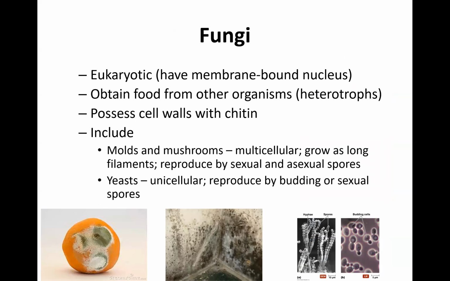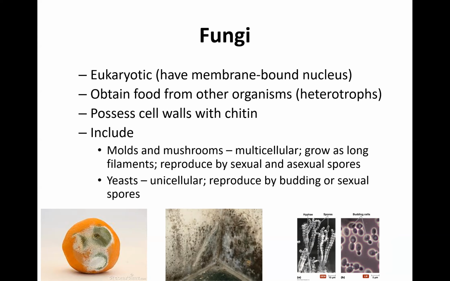Next, we're going to talk about fungi. Fungi are eukaryotic as well. They are going to be heterotrophs, and that means they obtain food from other organisms, so they have to eat off of something else in order to obtain their food source. Their cell wall will be considered chitin, and so it looks like chitin. It is not. The true terminology is chitin.